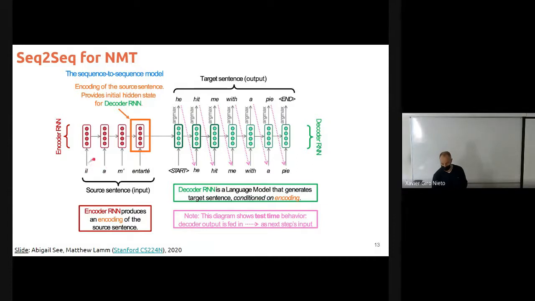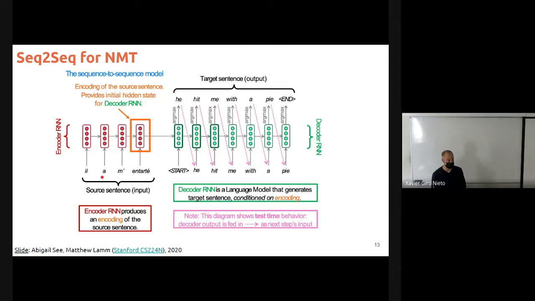We have an input source sentence, "il a m'entarté" in French, and these values are fed into an RNN layer. Notice that here the representation of this RNN is slightly different from what we have seen in the past, because now we can see how many neurons there are. In the past we just saw one neuron. It's totally equivalent. So the idea is that we feed the input token, and the state of this recurrent layer is fed into itself in the next time step together with the next token. That's what we saw with RNNs.